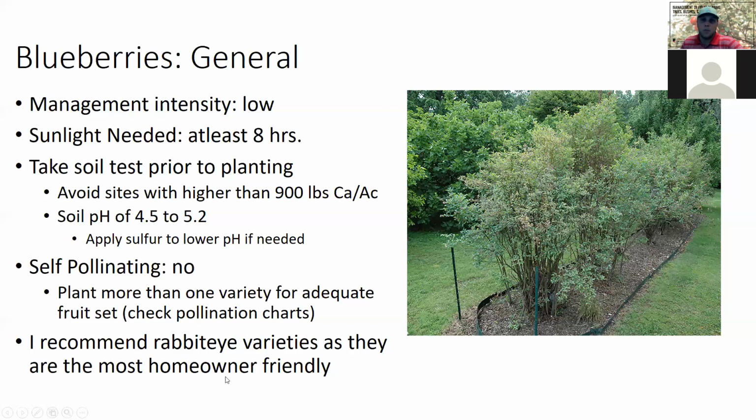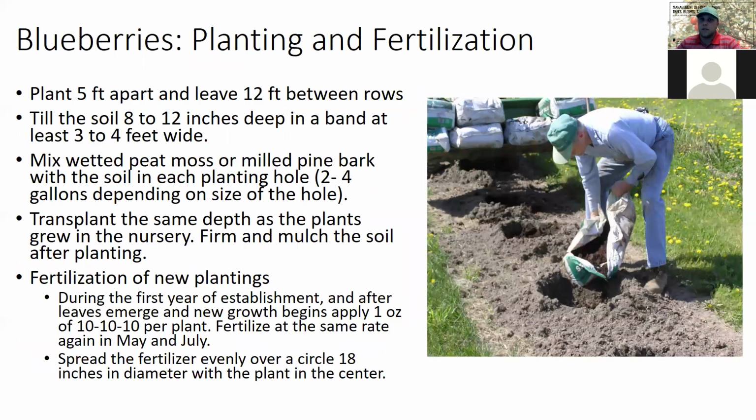I personally recommend rabbit eye varieties. Why? Because they are the most homeowner friendly. That's quite simply how to put it. They were taken from here in the southeast and basically bred to be better fruit producing. So rabbit eye varieties, on a homeowner level, I would stick with those. Not saying you can't grow northern high bush or southern high bush here, but to me personally, there's no reason to when a rabbit eye blueberry produces excellent fruit and has very low maintenance as well.